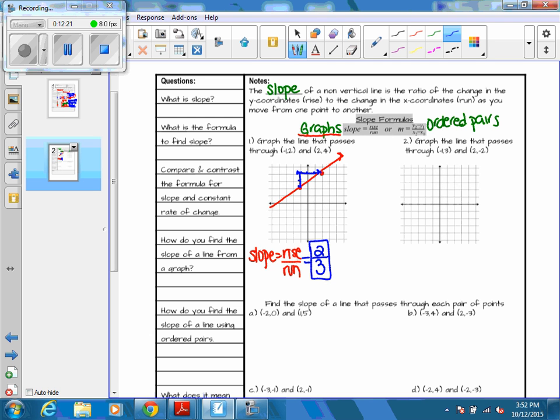So you have to start with one point and figure out how many you rise and then how many you run. So let's look at number 2. Number 2 says to graph the line that passes through -1, 3, and 2, -2. So let's plot it. If I start with -1, 3, to the left 1 and up 3, okay? And then 2, -2 will be down here.